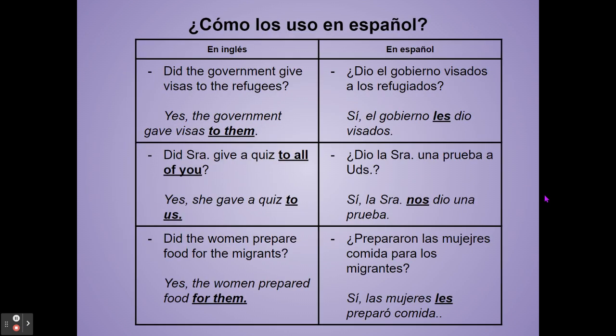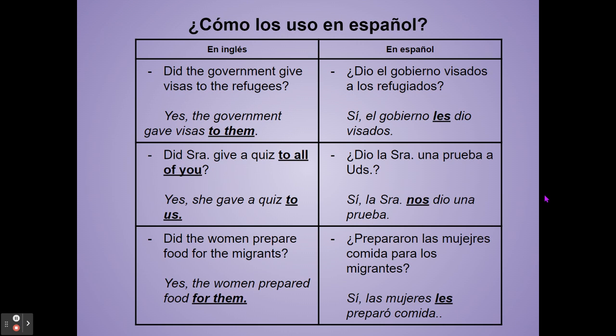We do have here also a little bit of a comparison as to how we use them in English and in Spanish. Once again, we have the exact same samples. I advise that you write them down in both places, a point of comparison, okay? So in English, our first example: did the government give visas to the refugees? Yes, the government gave visas to them. ¿Dio el gobierno visados a los refugiados? Sí, el gobierno les dio visados. Yes, the government gave visas to them.